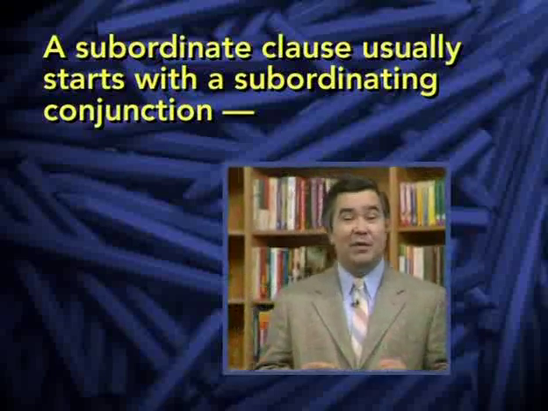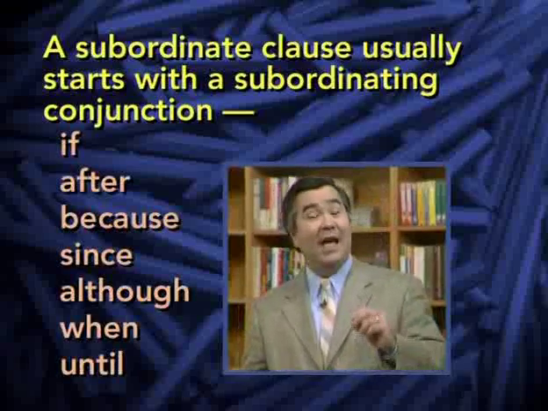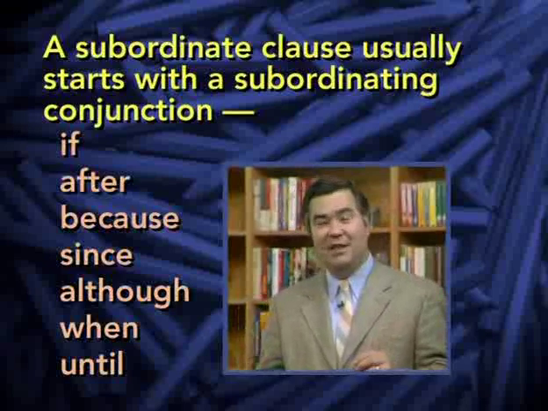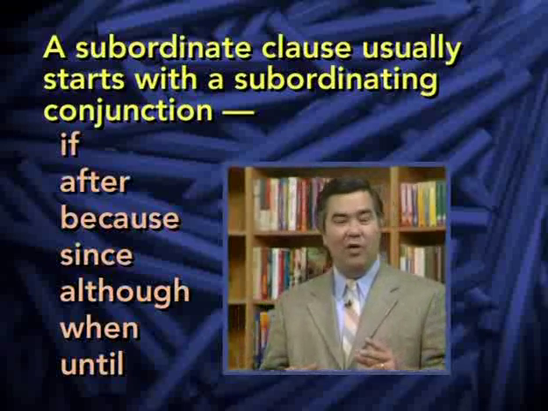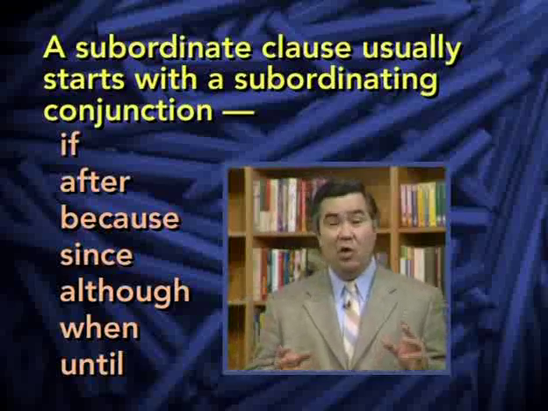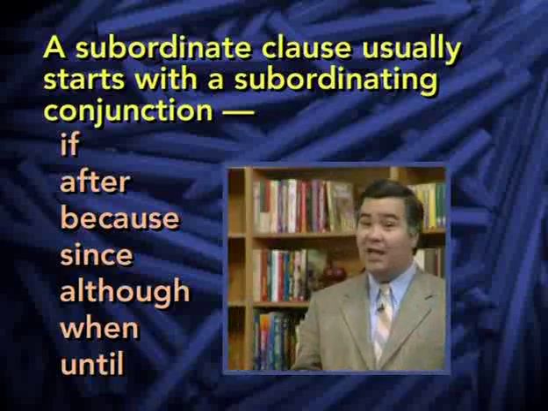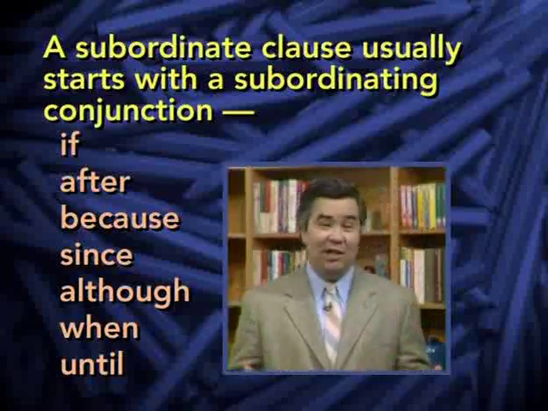Here are some examples of subordinating conjunctions: if, after, because, since, although, when, until. Normally, a clause that begins with one of these words, one of these subordinating conjunctions, can't stand alone as a sentence because it won't express a complete thought. Therefore, we consider it a subordinate clause.